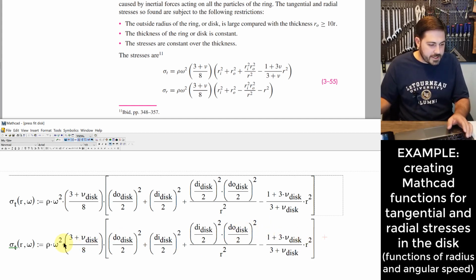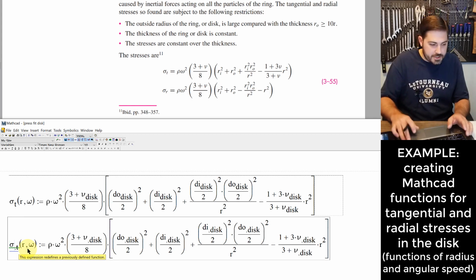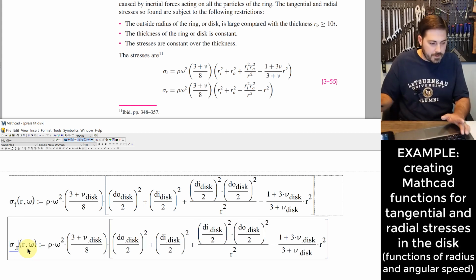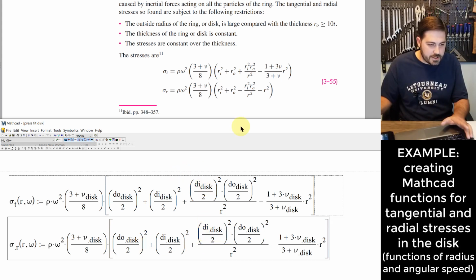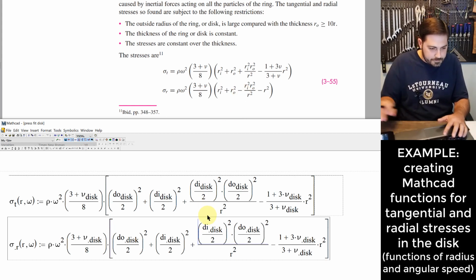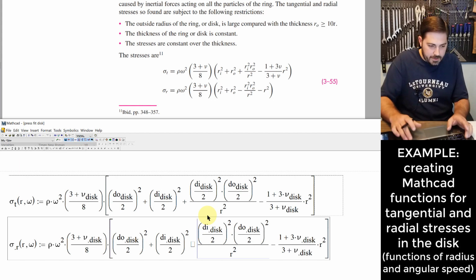Let's look at the things that change. First of all, I want to change the name. I'm going to go to a radial stress. Everything here at the beginning kind of stays the same, right? All this stays the same. This is the first place I see a change. I've got a negative number right here where I had a positive before. So I need to take this and get rid of that positive and put a negative, like that.